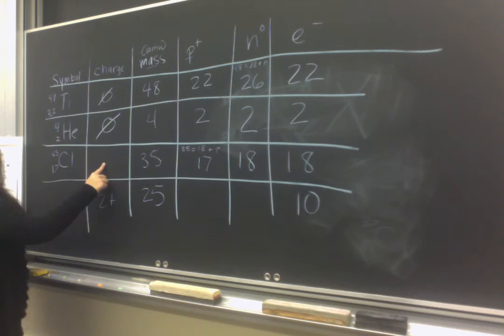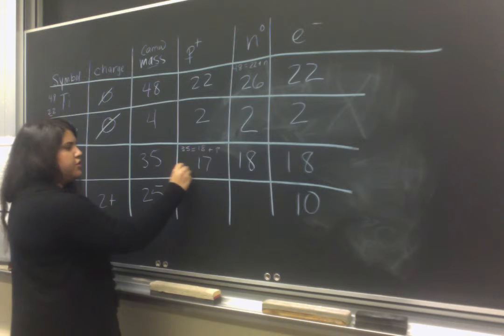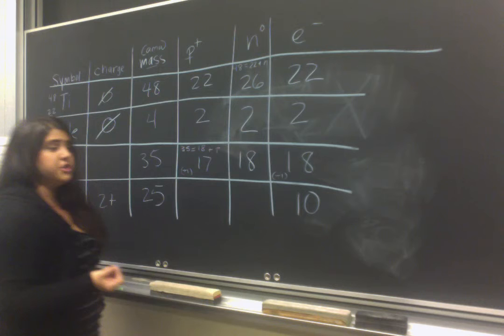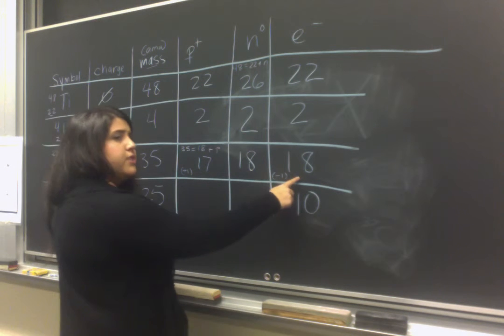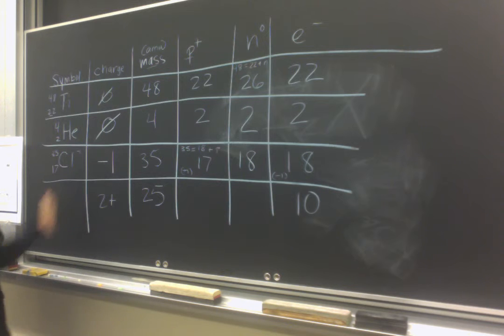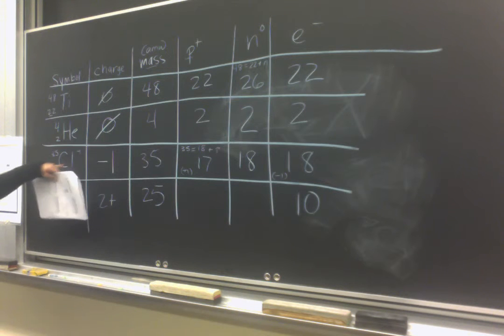My charge here, I have to look at my protons, which contribute positive 1 charge, and my electrons, which contribute negative 1 charge. I've got 1 extra electron, meaning my charge is negative 1, and I can write negative 1 both in the charge column and on my nuclear symbol column.